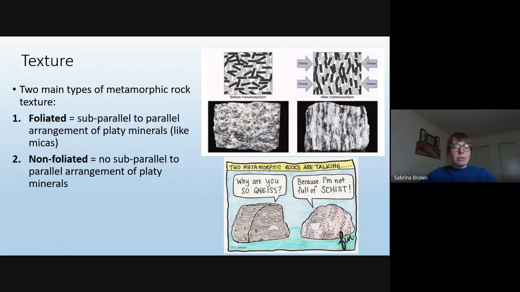In our non-foliated metamorphic rocks, we don't see any parallel or subparallel arrangement of those sheet-like minerals. And that's because non-foliated texture is associated with contact metamorphism, and there's no directed pressure associated with the creation of non-foliated texture. Right, so in the case of metamorphic rocks, we're using our texture to infer the metamorphic environment in which the rock formed.